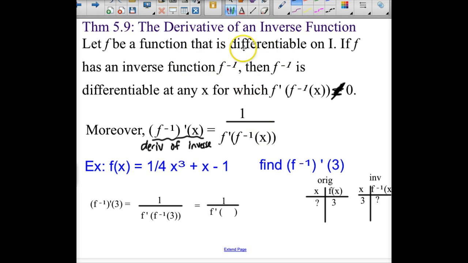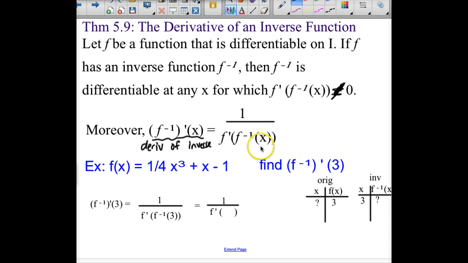So again, f has to be differentiable: no sharp turns, no vertical asymptotes, no holes, no jumps. And it has to have an inverse, so that means it's 1 to 1, always increasing or always decreasing. And as long as when you put a number into the inverse and then put that answer into the derivative, that won't equal 0, then our derivative of the inverse will equal 1 over that value.